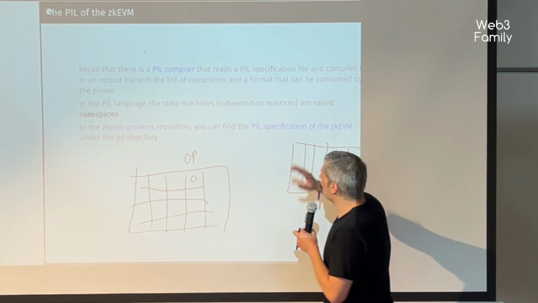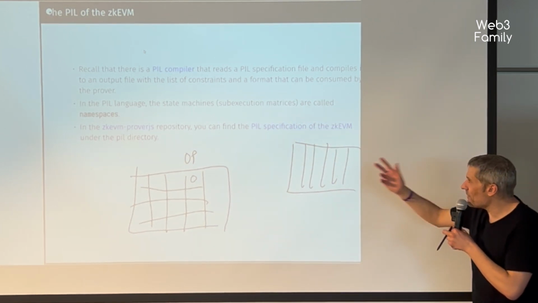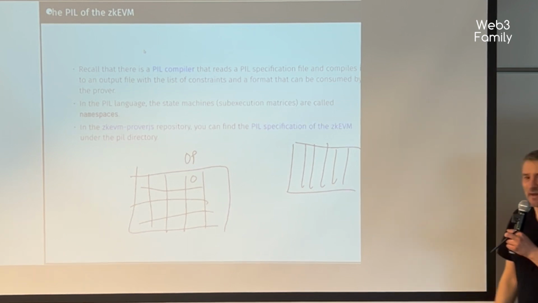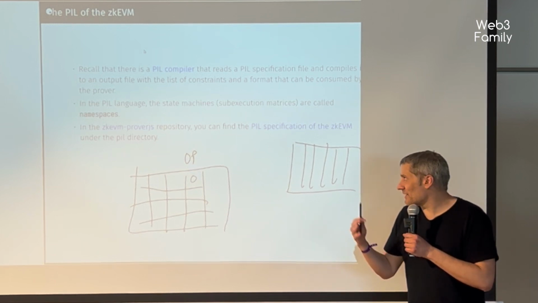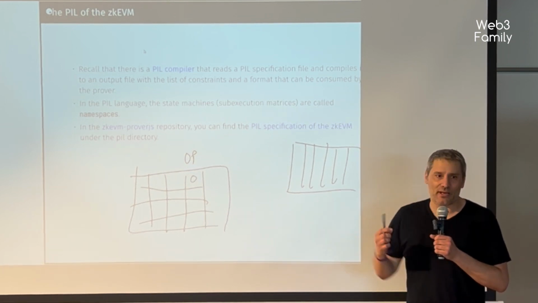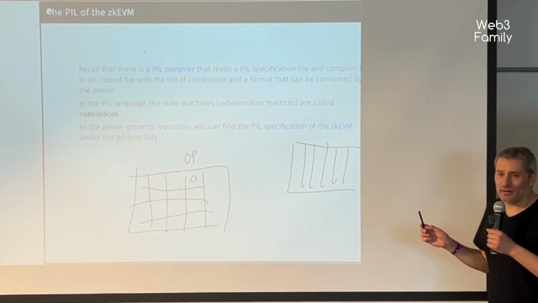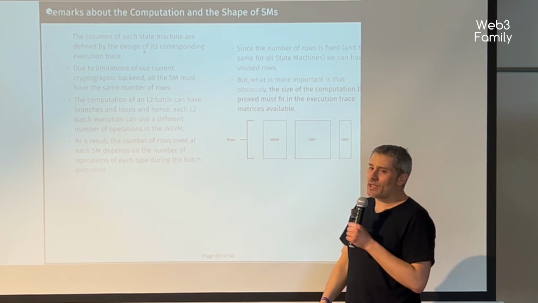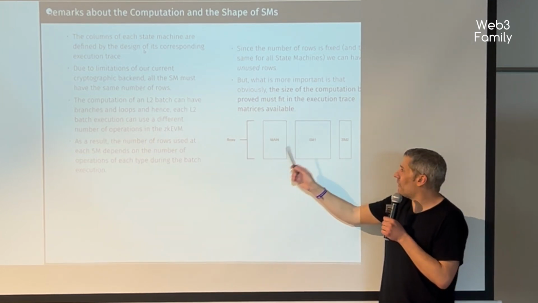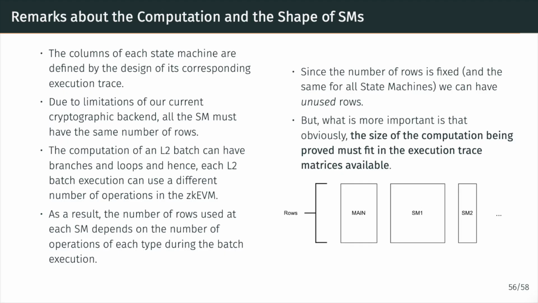We call these namespaces, okay? And here in the slides, you have links to the repo, and you can see there our namespaces. We have namespaces to prove keccaks, to prove hashes, and namespaces or state machines to prove all the memory processing when we write or read to the memory, and so on. We have several secondary matrices. And then the last thing that I want to say is that finally we have a bunch of matrices: the matrix of the main execution, and then these other secondary matrices, okay?